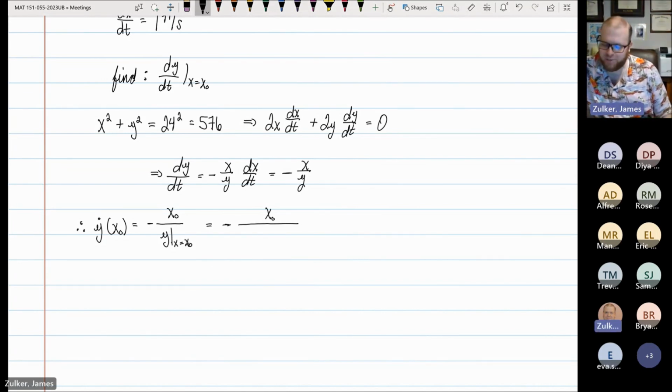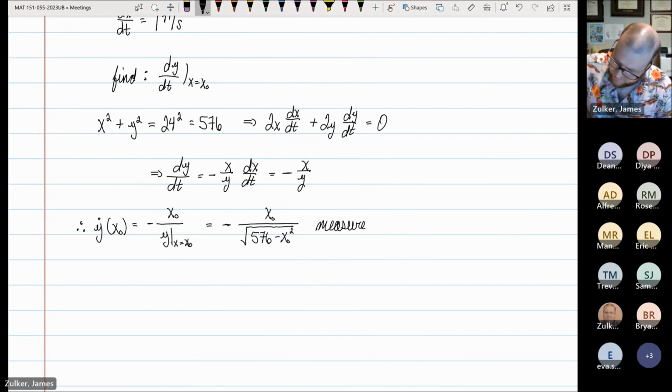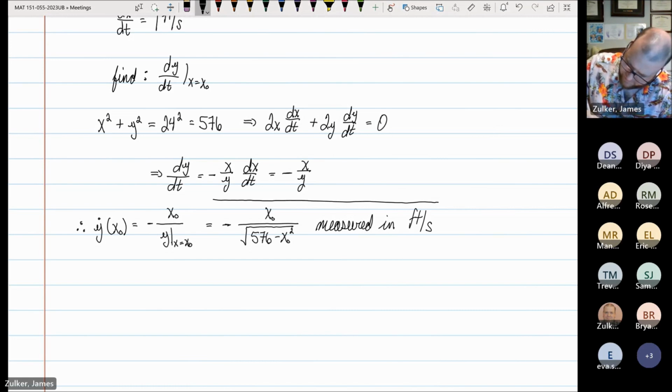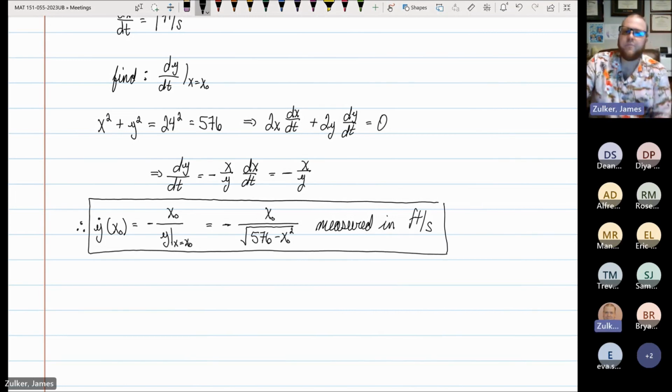We return to Pythagoras to determine that value of y is going to be the square root of 576 minus x naught squared. And of course, being measured in feet per second.